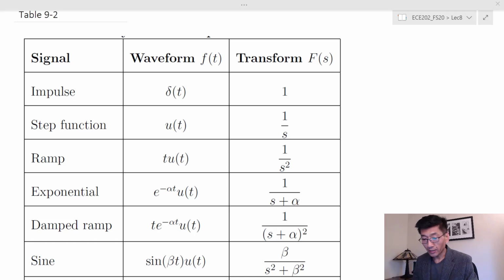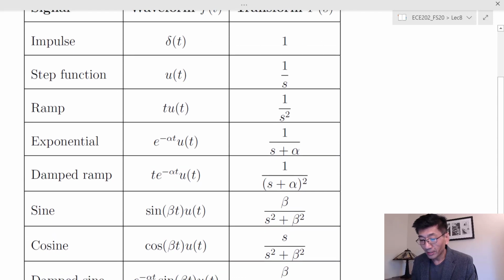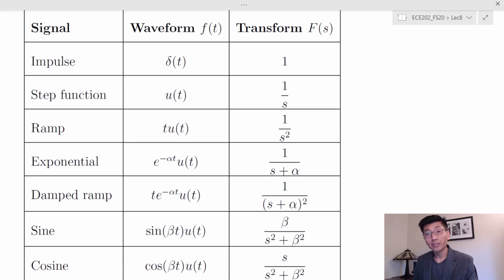Hey, let's look at this table here, right? The table we have here, we have the delta function. This is the transform pairs. So we know the transform pairs. The Laplace transform of delta t is 1, and the transform of u(t) is 1 over s. And that's based on the definition, we actually carried out that integration, right?